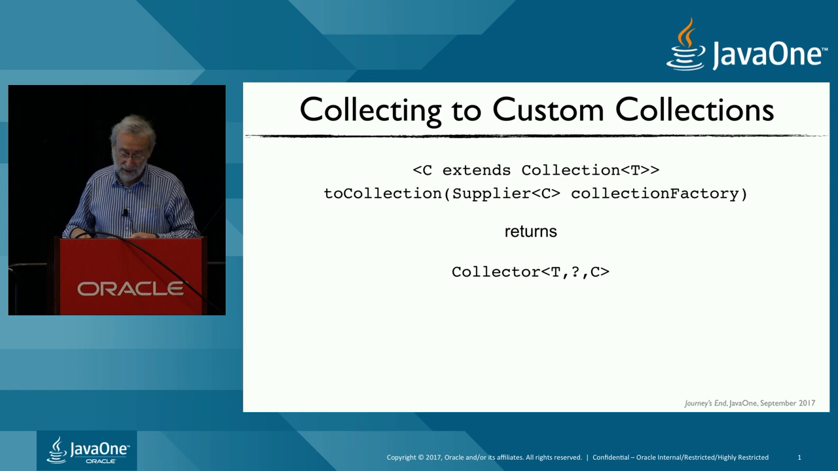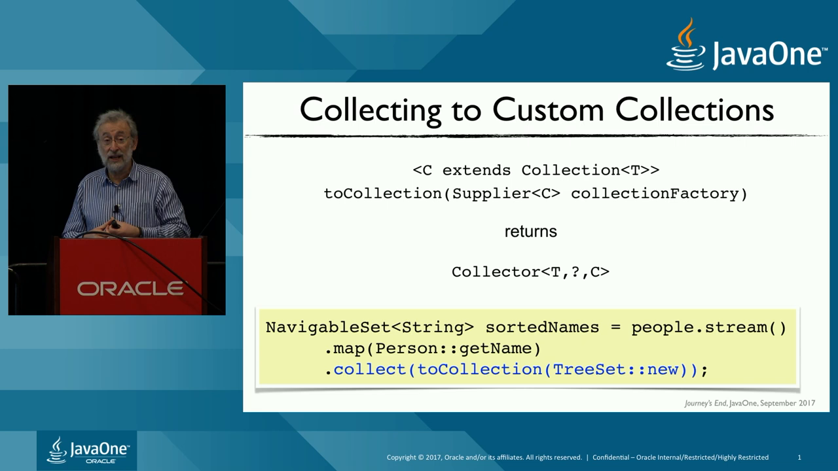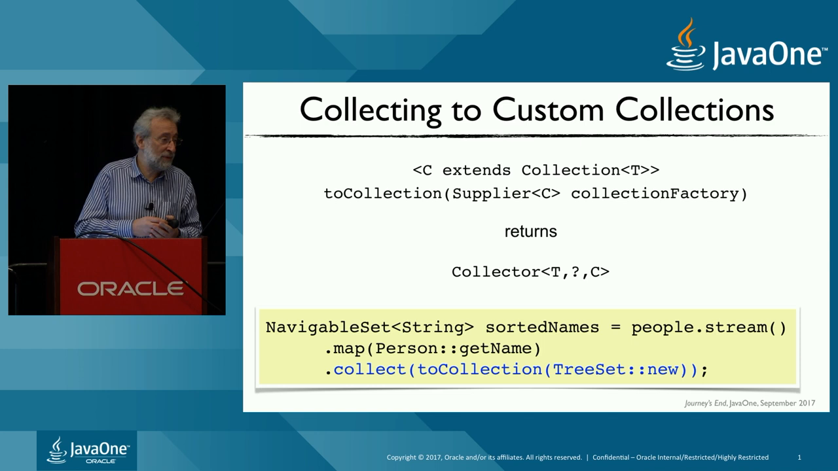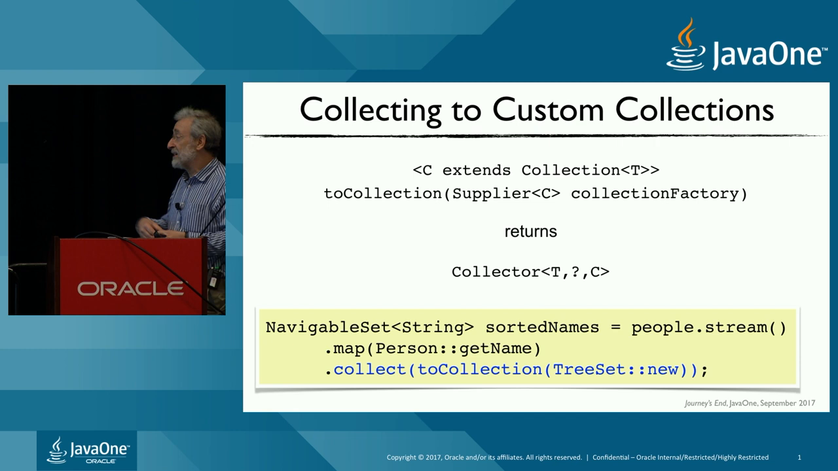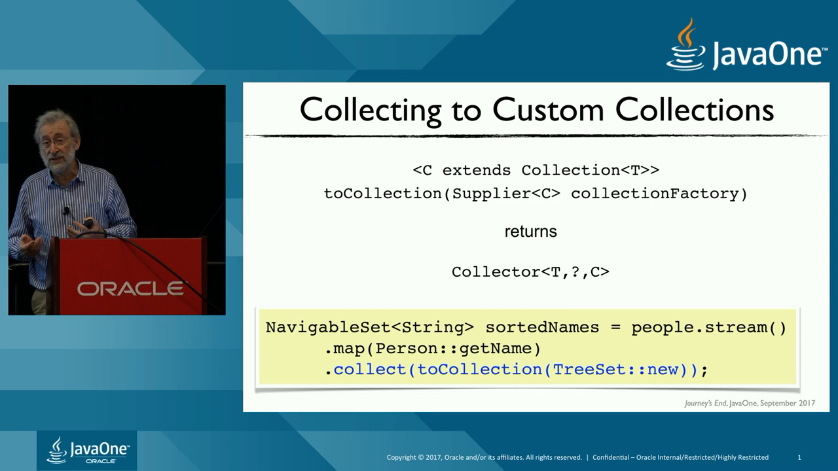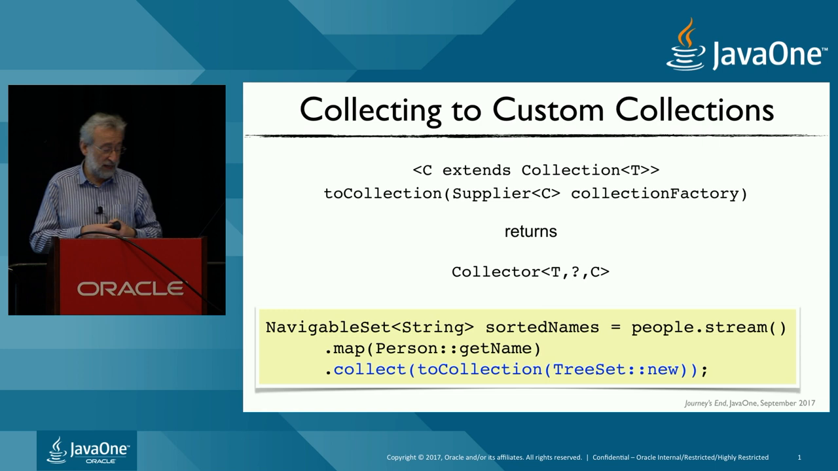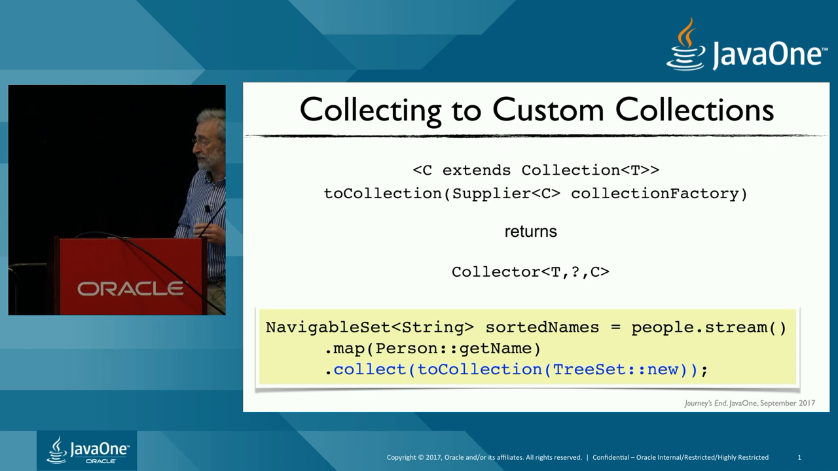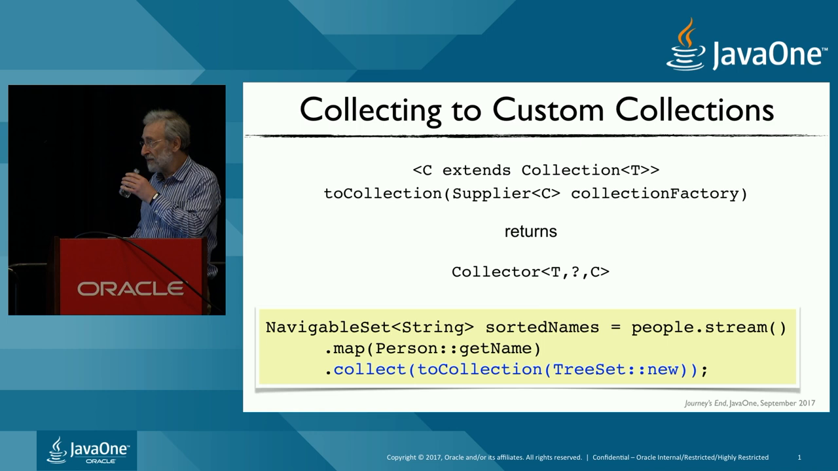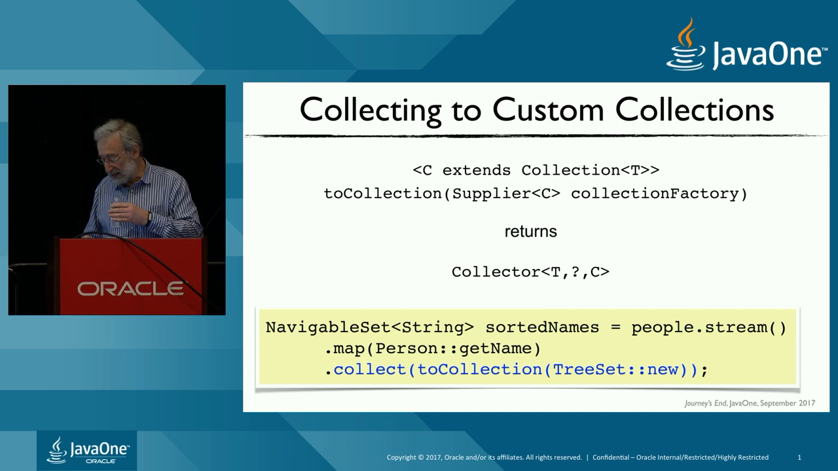Here's an example of using toCollection. Supposing we wanted to collect not to a tree map, but to a tree set. Well, tree set is just a kind of set, and so it implements the Java util collection interface. And here, what we're doing is we're going to get a set of names, but we want it to be sorted. We want it to be created sorted. If you put things into a tree set, then they'll be sorted on their natural order, which in the case of strings is their alphabetic order. So this code will give you back a set of the names of the person objects in people, sorted alphabetically.